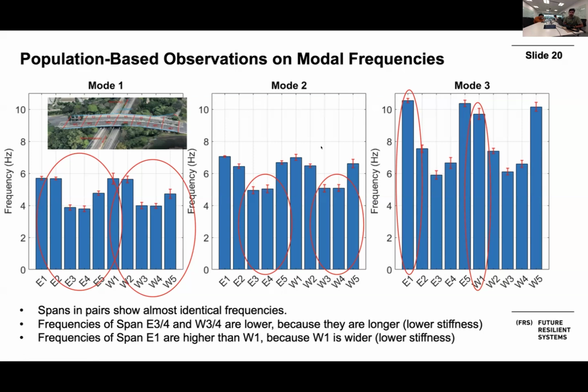And third, even for some subtle differences, we can observe them from our identification results. For example, you can see here the bridge span east one has a higher frequency than west one. This is also reasonable because the bridge span west one has 5 traffic lanes, but east span one only has 4 traffic lanes. So ideally, theoretically, the stiffness of west one should be lower than east one, and its frequency should be lower.